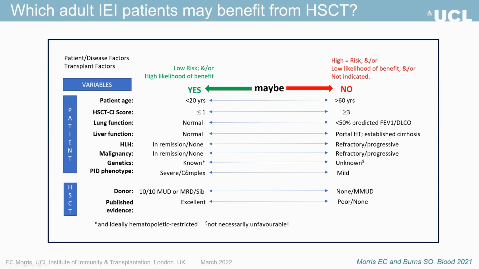Clearly, it's helpful if patients have a disease where the genetics is known, where the natural history is really well understood, and where you can predict a poor prognosis for a patient, where the risk of transplant is acceptable.